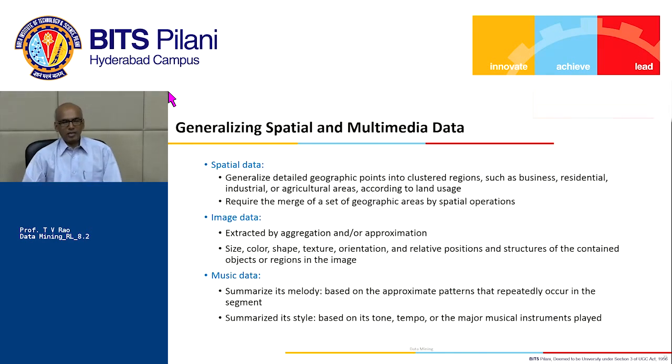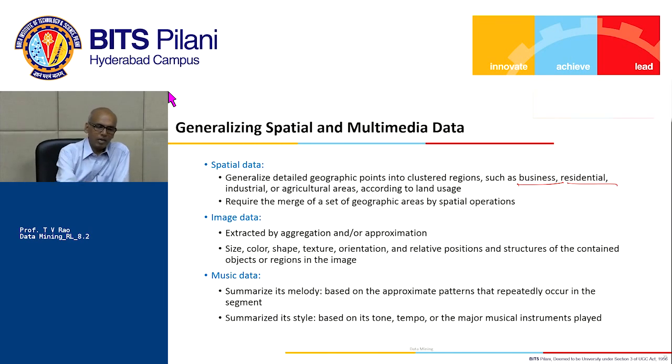And finally, let's look at the special characteristics of spatial and multimedia data: generalizing them requires us to understand the purpose for which we are working. So for example, in spatial data, when we have the geographic points, we want to generalize on various parameters, for example, business or residential or agricultural area or other land use policies. So we will have a generalization mechanism which has to be input specifically in order for that clustering to work.